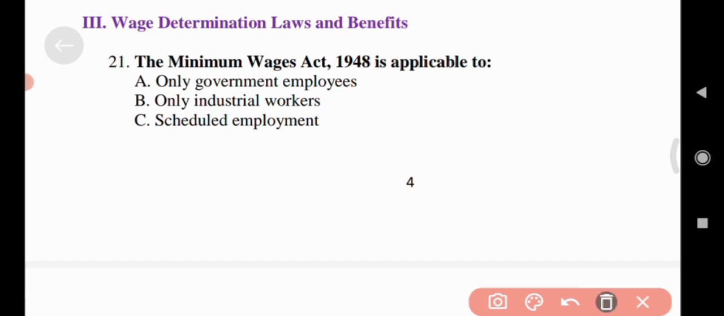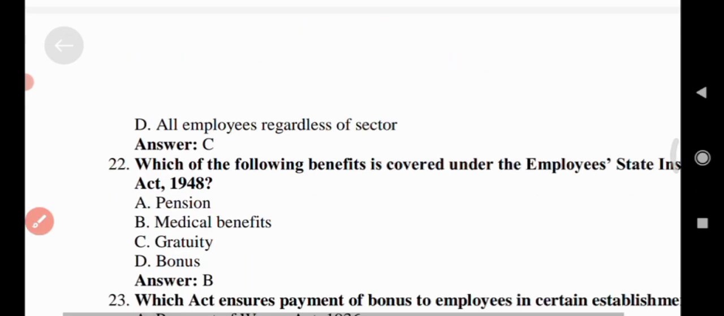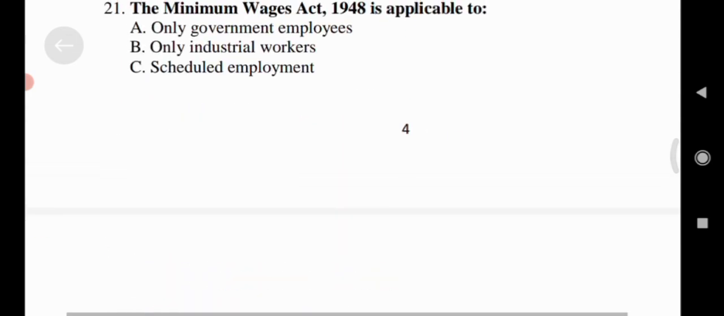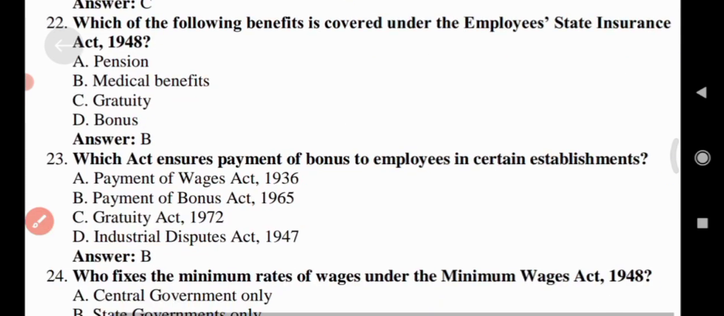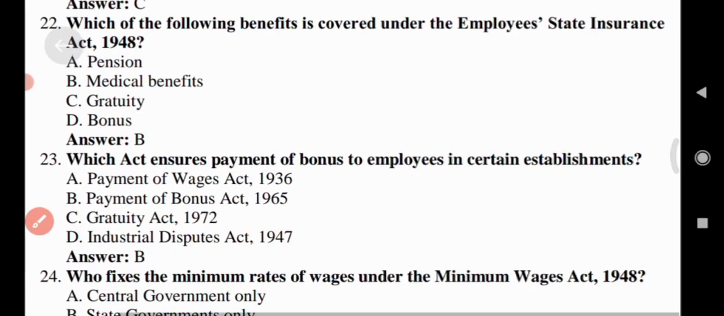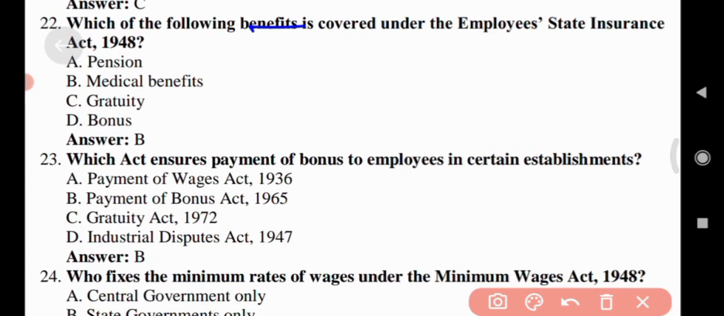Wage determination laws and benefits. The Minimum Wages Act 1948 is applicable to option C: scheduled employment. Which of the following benefits is covered under the Employees State Insurance Act 1948? Option B: medical benefits.